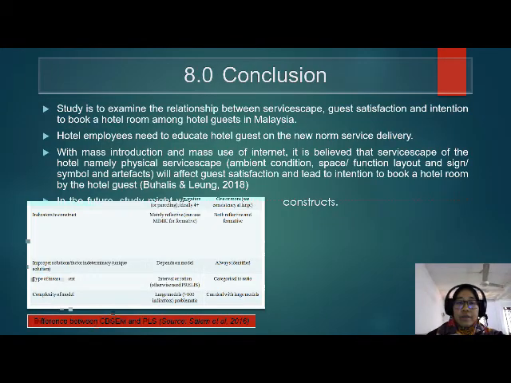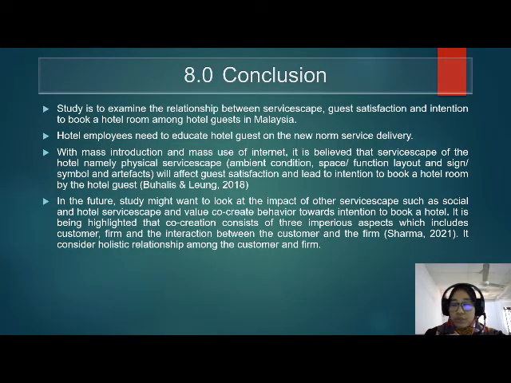Last but not least, we have the conclusion. As I have already explained the introduction, the significance, the theoretical part, and the research methodology, the conclusion is that this study is to examine the relationship between servicescape, guest satisfaction, and intention to book a hotel room among hotel guests in Malaysia. Besides that, hotel employees need to educate hotel guests on the new norm service delivery. As I mentioned earlier, when tourism is open to the public, guests will need to know and adapt to the new norm service delivery.